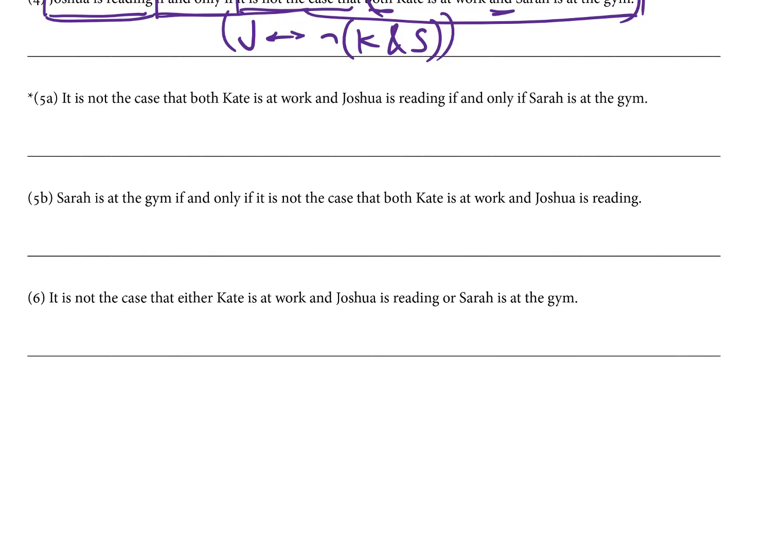So we'll go through it, although you won't ever see a sentence like this that's ambiguous on a quiz or a test. But anyway, okay, so it's not the case that both Kate is at work and Joshua is reading if and only if Sarah is at the gym.